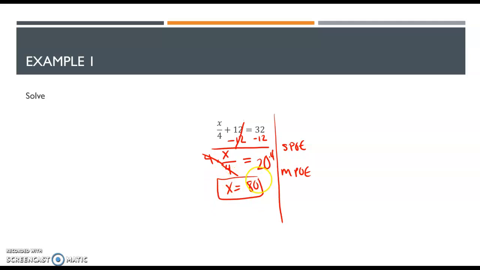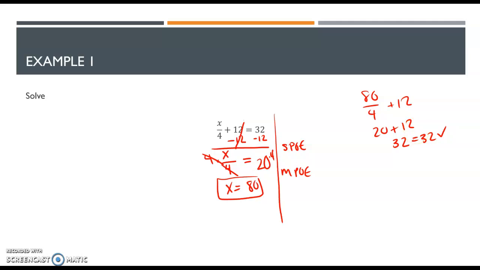And if I want to make sure that that is the correct answer, then I substitute it back in. 80 divided by 4 plus 12. And so 80 divided by 4 is 20, plus 12 is 32, and therefore 32 equals 32. And our answer is correct. And so that's how we check our answers.